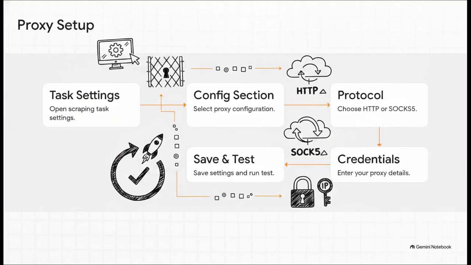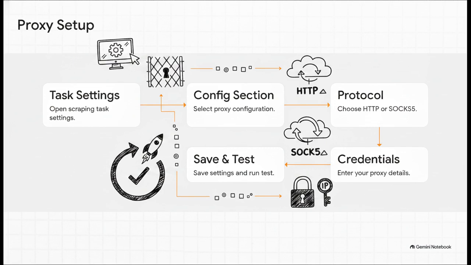Hooking these tools together is surprisingly easy. You just open your scraping task and head over to the task settings. From there, select the proxy configuration section, choose your protocol, usually HTTP or SOCKS 5, and drop in the proxy credentials provided by your network. Hit save, run a quick test, and you are good to go.